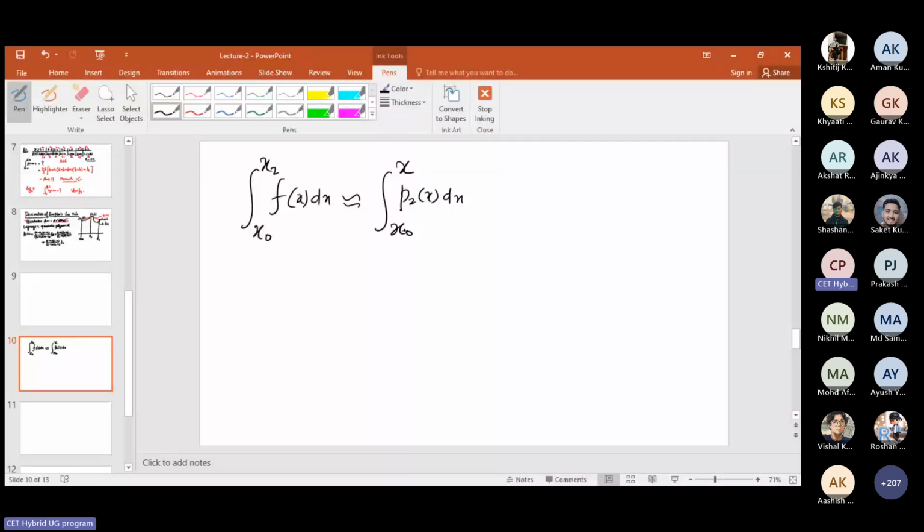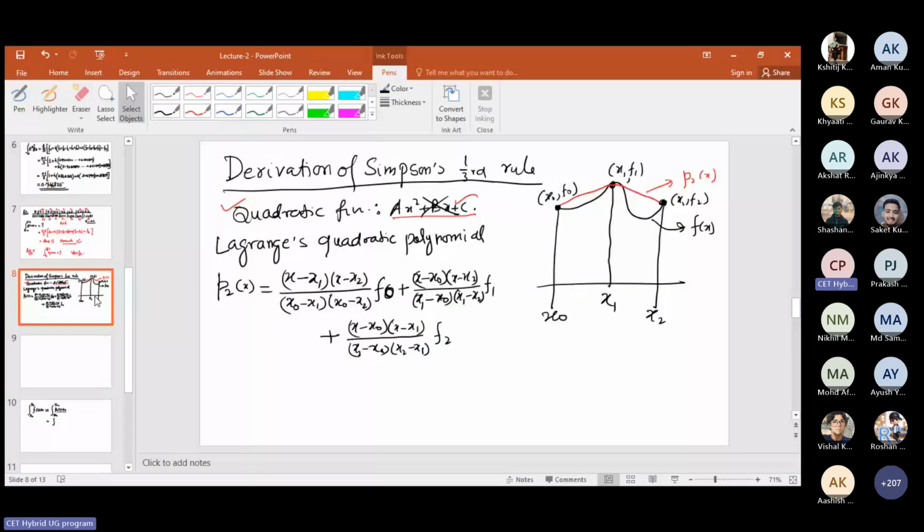Later on, I will change the variable, because as you can see, the formula of p2(x) is very complicated. If I substitute the values of p2(x) in the integration, it becomes very difficult to integrate. So I use a transformation to make my life simpler. It is my choice. Therefore, I am choosing a new variable s equals (x minus x1) divided by h. What is h here? Since these points are equidistant, this value is referred to as h.